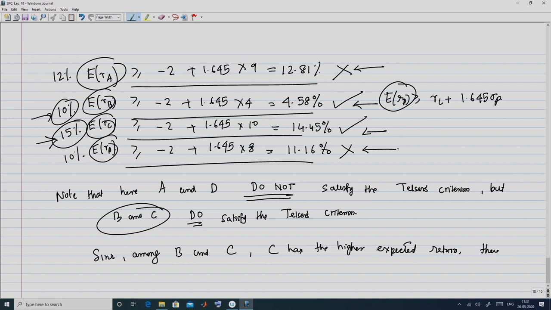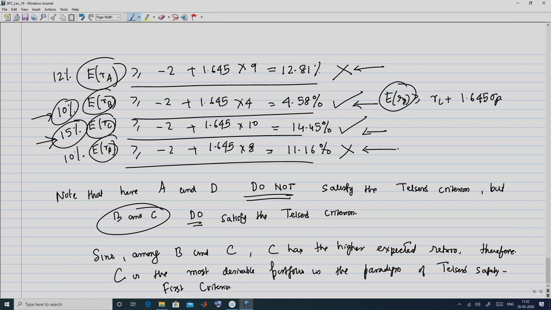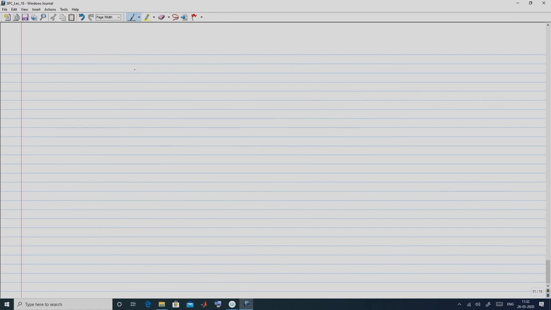Therefore, C is the most desirable portfolio in the paradigm of Telser's safety first criteria. So, graphically, you can see that.